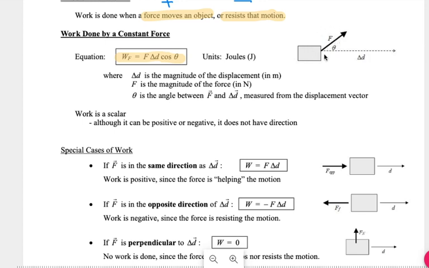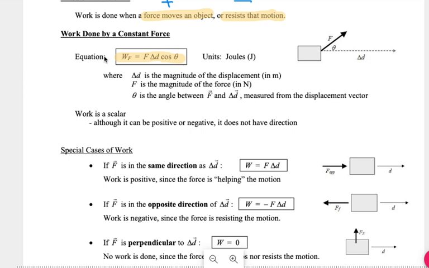In this diagram you can see we have a force, we have an object moving some distance, and the angle between the force and the distance, measured from our displacement vector up. We'll find out quickly where this angle comes from and why it's important.